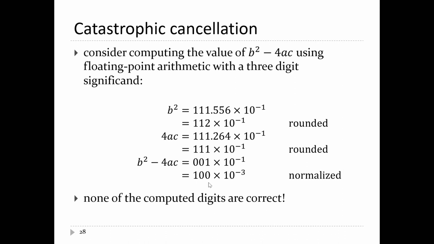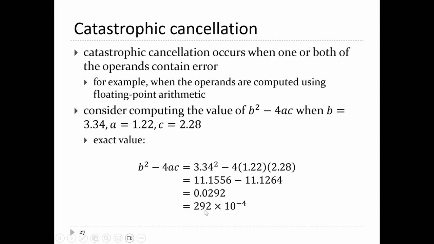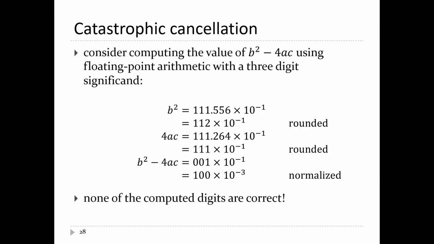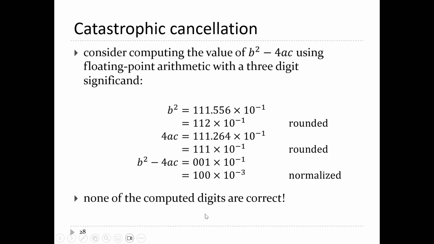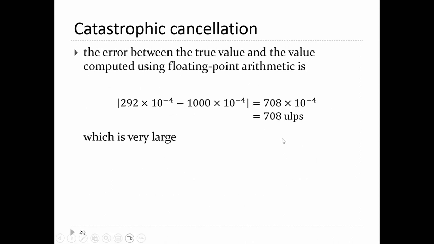And now flip back to the previous slide. The correct answer is 292 times 10 to the minus 4. That digit is wrong, that digit's wrong, that digit's wrong, and the exponent's wrong. Everything's wrong. That number is very different than that number there. How different is it? It's 708 ulps of error. So remember what the standard says.